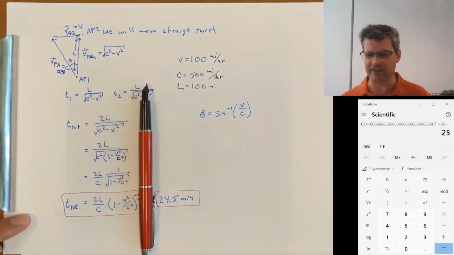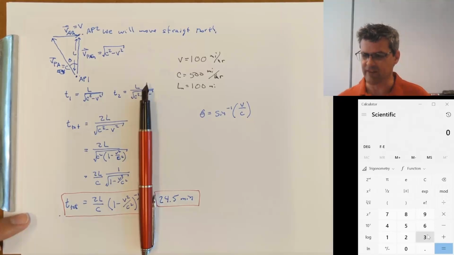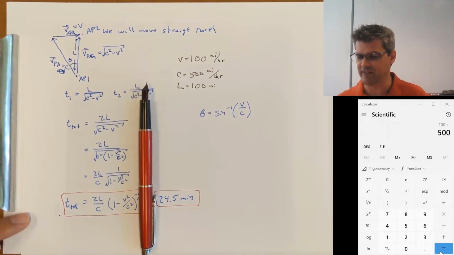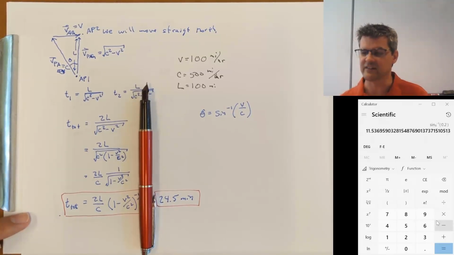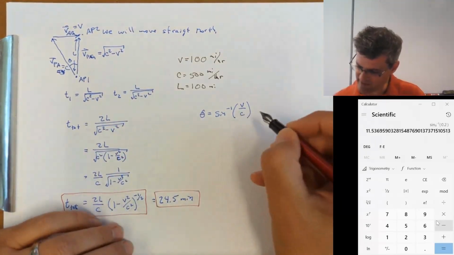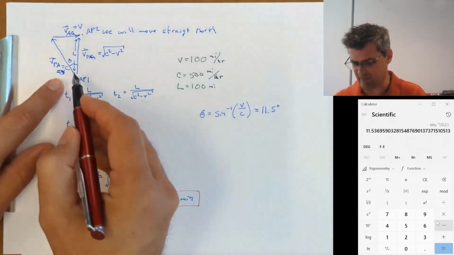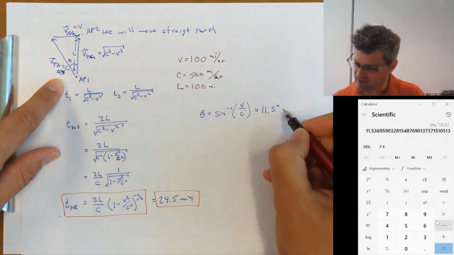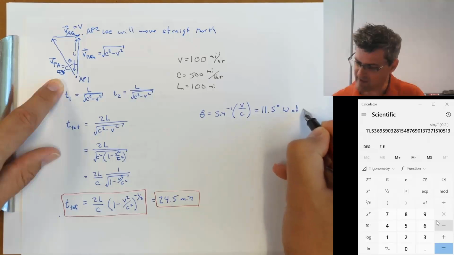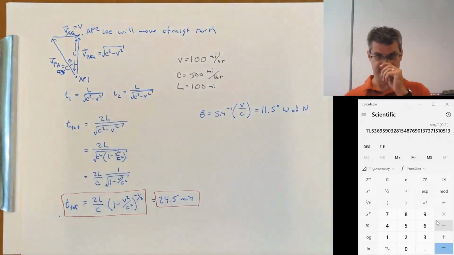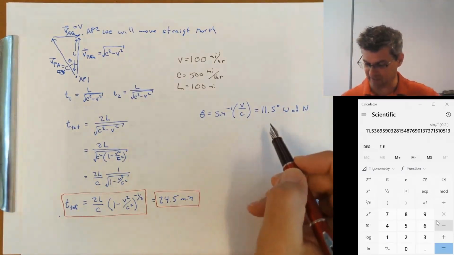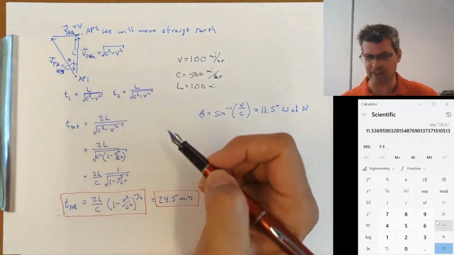So we have our calculator here. V divided by C, 100 divided by 500. Inverse sine of that is 11.5 degrees. And this is 11.5 degrees west of north. This is how the pilot figures out which direction he needs to go.